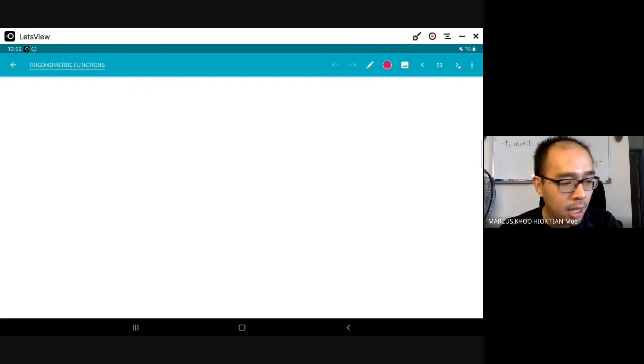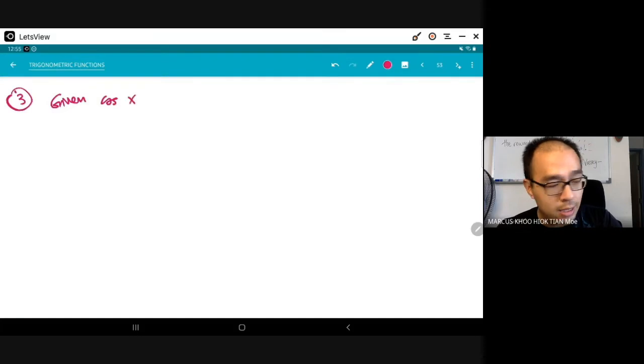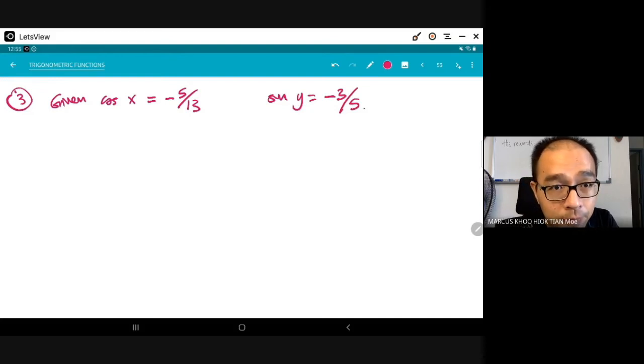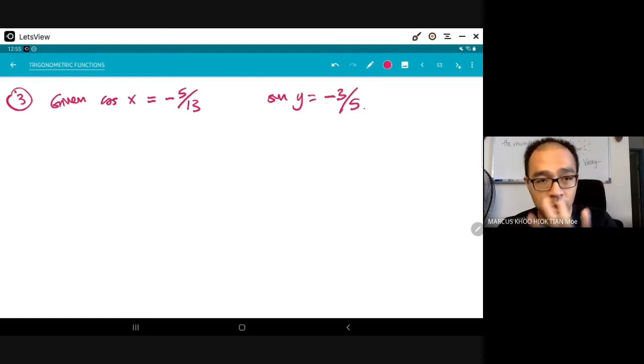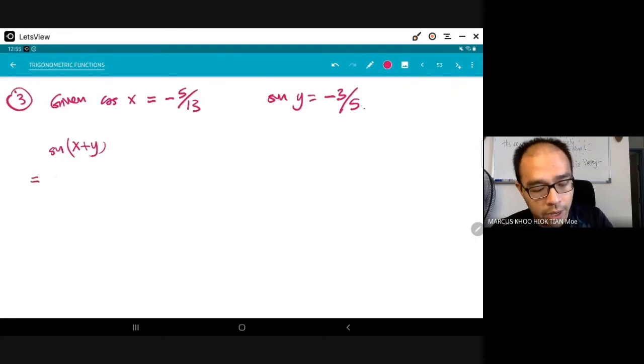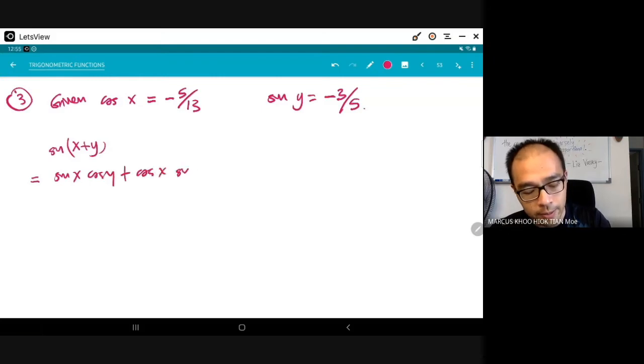So for example, I'm going to do question 3 first. Given cos x equals negative 5 over 13, and sine y equals negative 3 over 5. But the range is a little bit different, so let's worry about that later. Most important thing now is that if we want to find sine of x plus y, we should have enough information. We have sine x cos y plus cos x sine y.